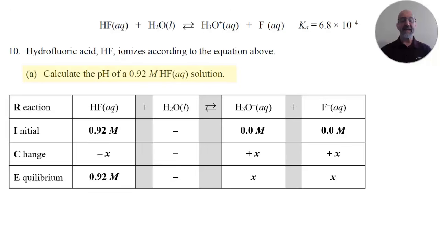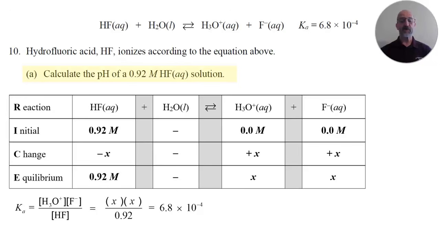I'm going to plug in everything I know into the Ka expression. So it's going to look like the following. I've got concentration of hydronium, concentration of fluoride, so that would be X and X. I've got concentration of HF, which is not 0.92 minus X, but based on that simplifying assumption, just 0.92. And I set that equal to the Ka, which we were given in this problem. It's 6.8 times 10 to the negative 4.